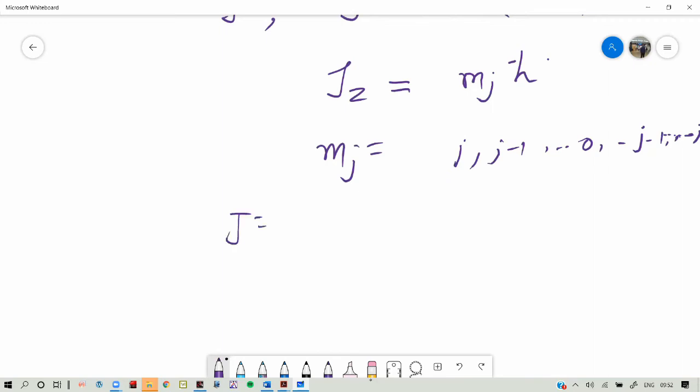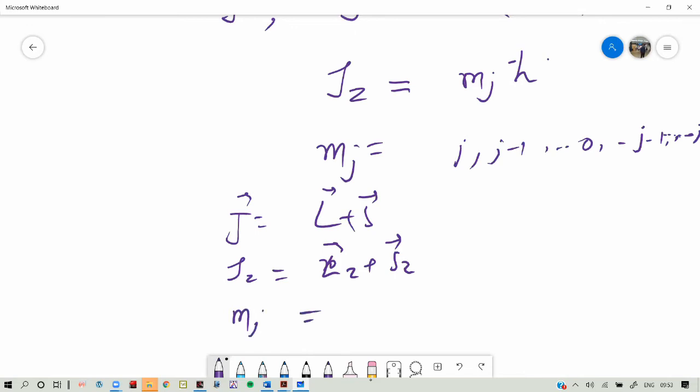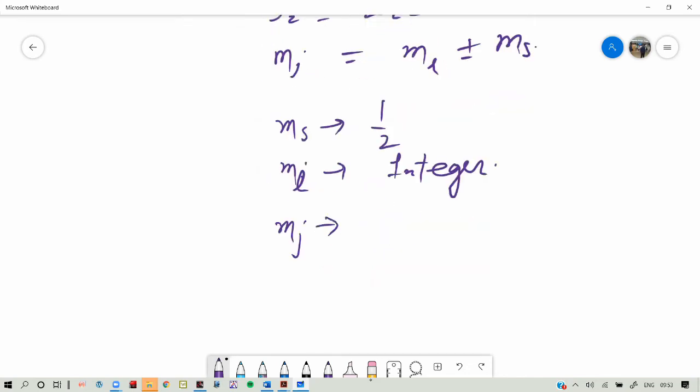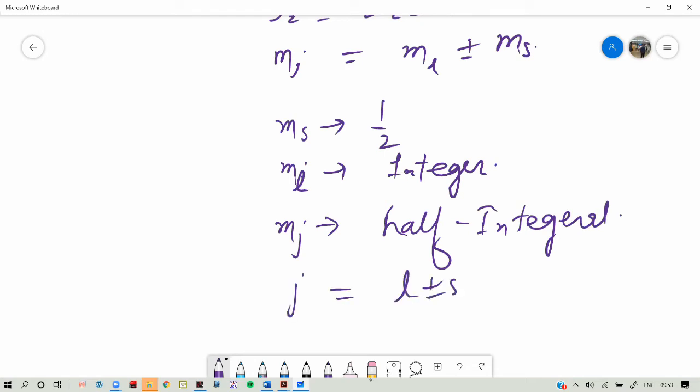Similarly, as we have J equal to L plus S, we have JZ equal to LZ plus SZ, and MJ will be equal to ML plus or minus MS. Here it is plus or minus because small s has plus half and minus half. We know that MS is half and ML is an integer. What will be MJ? It is half integral.